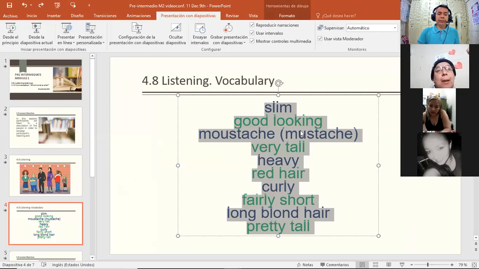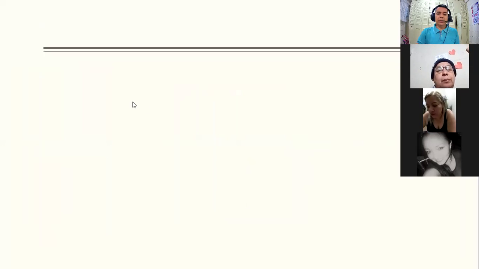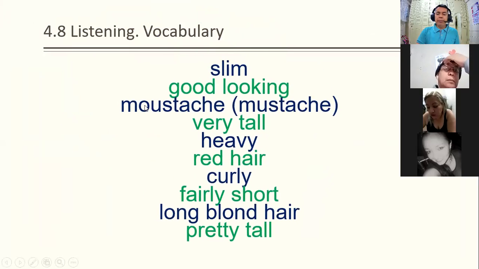Good. Now, please, repeat after me. Slim. Turn off your microphone, please. Vamos a apagar los micrófonos un ratito. Okay. Slim. Good looking. Mustache. Very tall. Heavy. Red hair. Curly. Fairly short. Long blonde hair. Pretty tall.